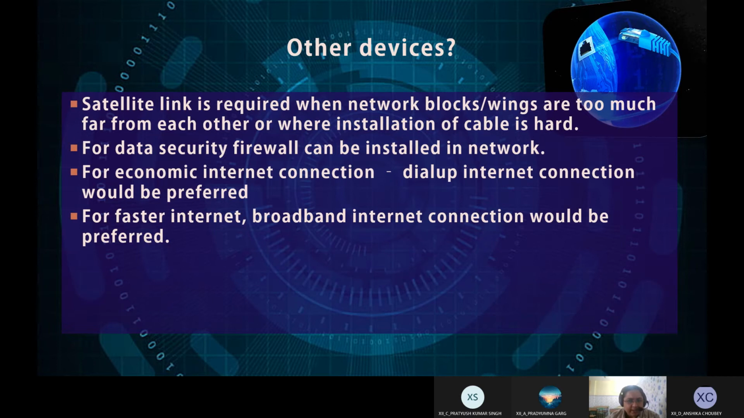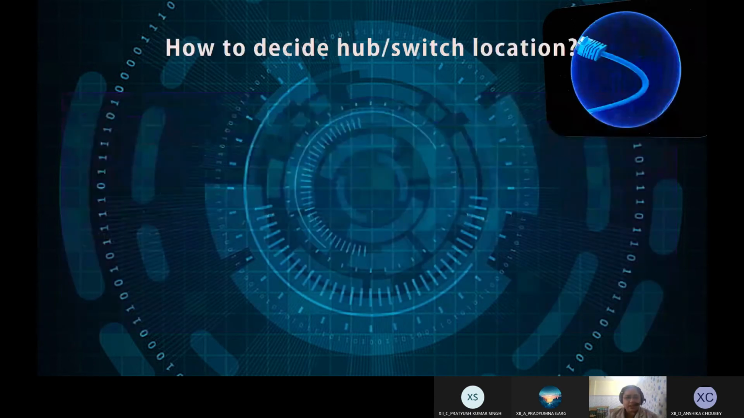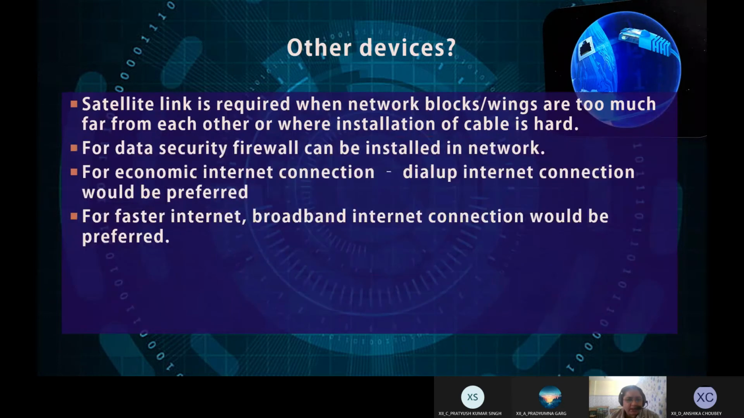So these are a few more points which you can mark in your textbook or in your notebook using bullet points or key points, like satellite link for inaccessible regions where cable installation is hard, firewall for data security, dial-up internet connection for economic internet connection, for faster internet, broadband internet. So these are some guide points which you can keep in mind while solving the case studies.